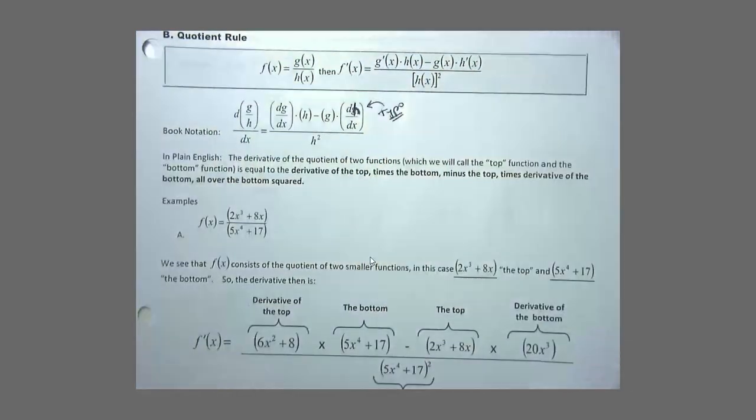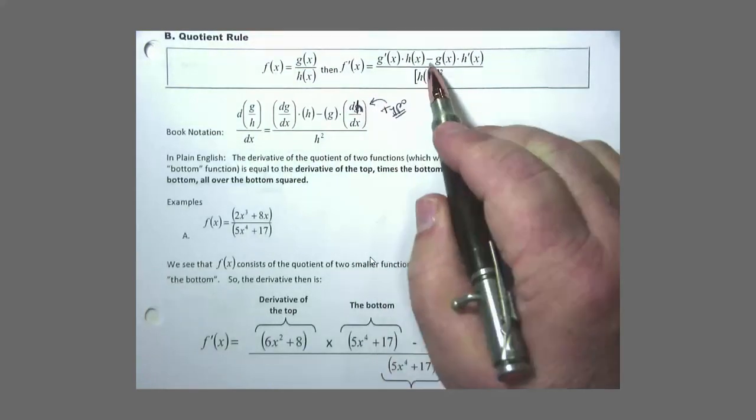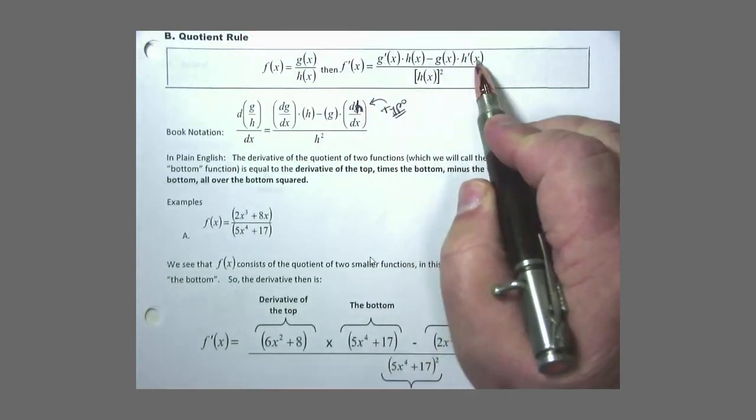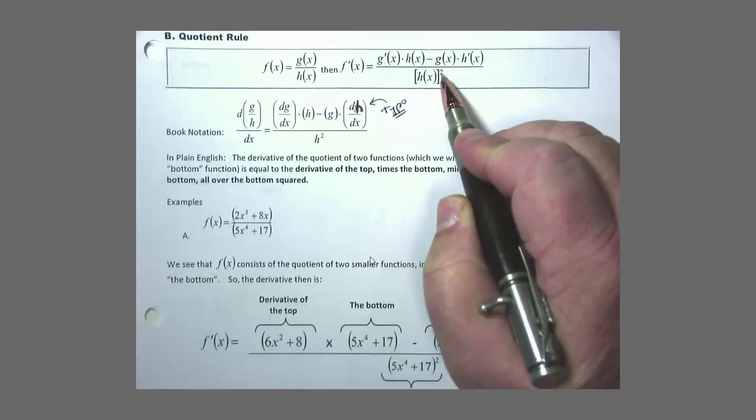All right. So just remembering you've got g prime times h minus g times h prime all over h squared, that gets a little old. Memorizing the words is going to be so much more important than actually memorizing the formulas. Like the product rule: derivative of the first times the second plus the first times the derivative of the second. The quotient rule words are this: it's the derivative of the top times the bottom minus the top times the derivative of the bottom all over the bottom squared. That's the real rule you've got to have memorized.